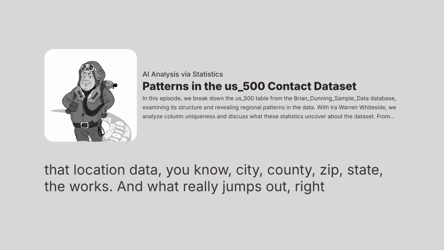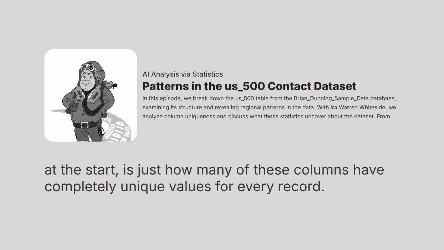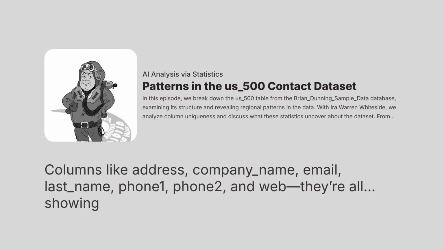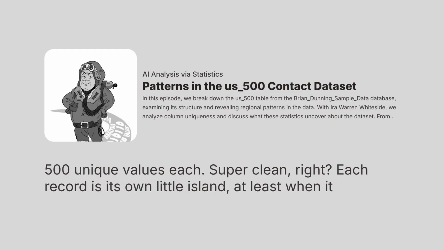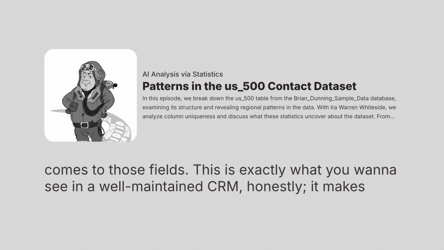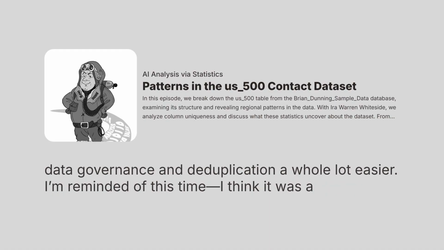And what really jumps out right at the start is just how many of these columns have completely unique values for every record. Columns like address, company name, email, last name, phone 1, phone 2, and web, they're all showing 500 unique values each. Super clean, right? Each record is its own little island, at least when it comes to those fields. This is exactly what you want to see in a well-maintained CRM, honestly. It makes data governance and deduplication a whole lot easier.